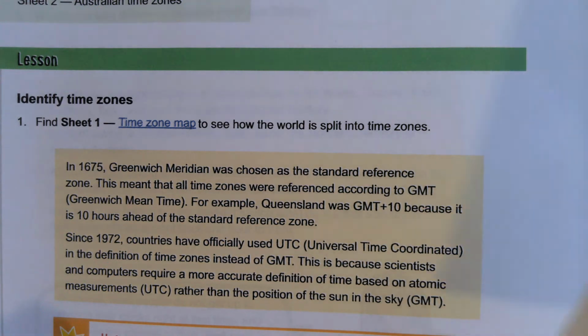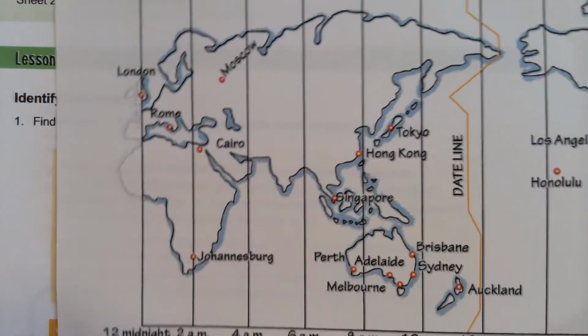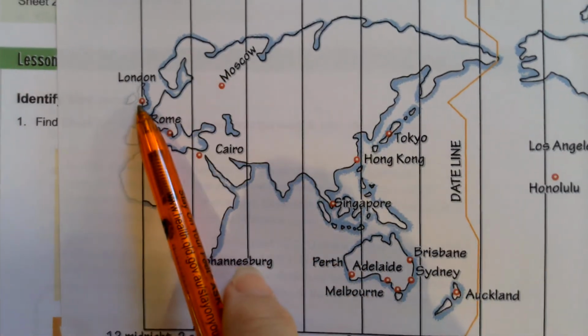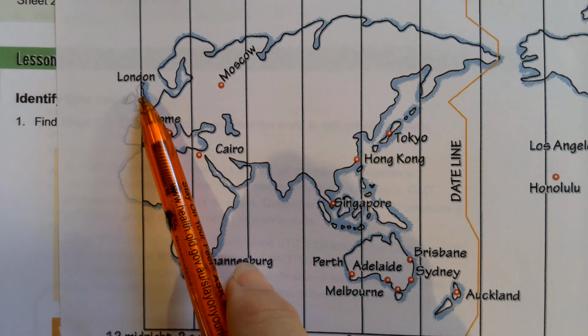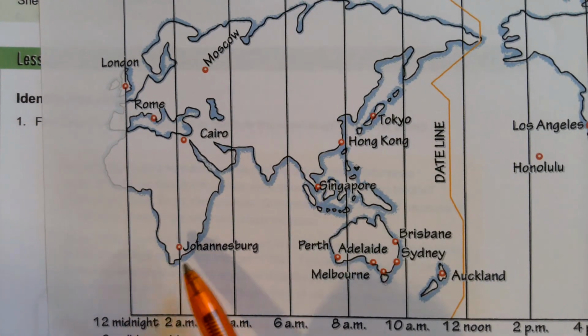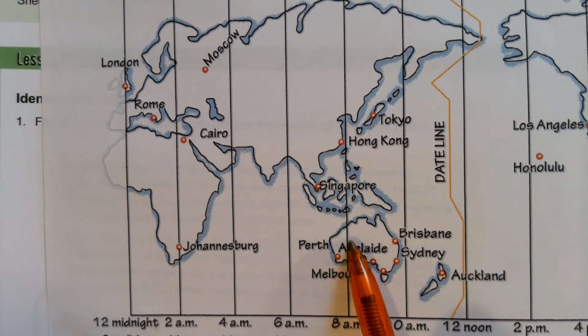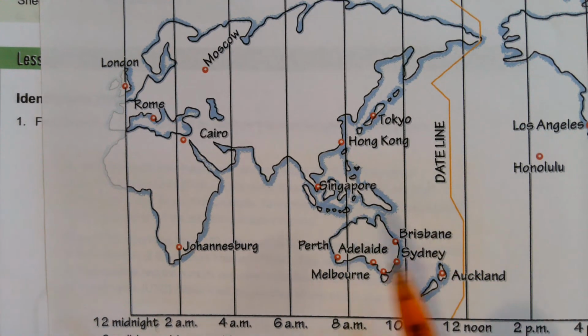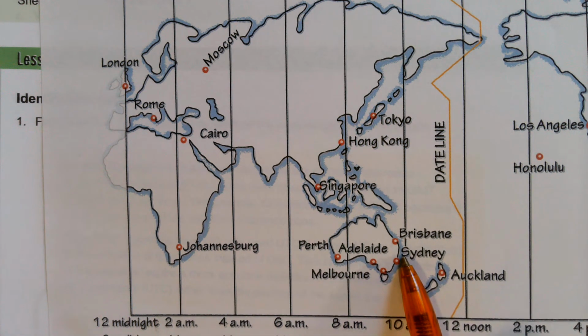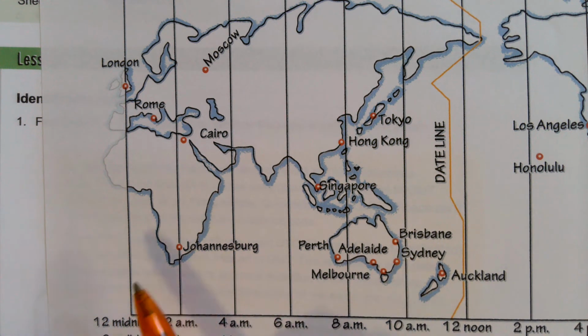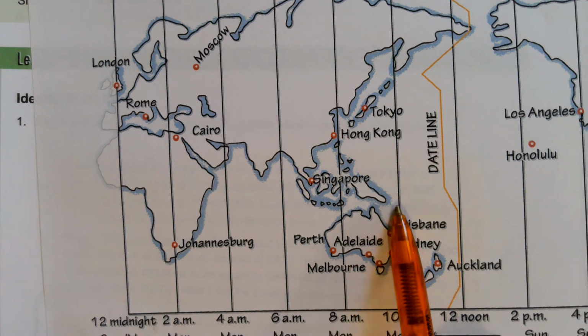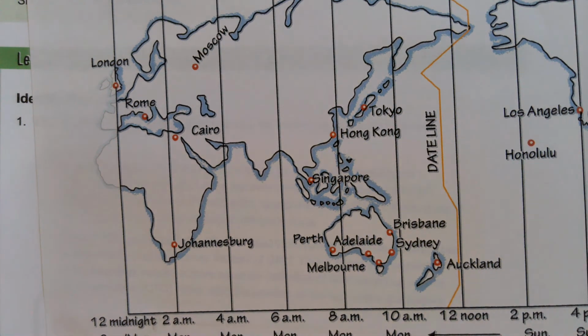Let's have a look at the map. Greenwich Mean Time goes through just outside London here, and we are 1, 2, 3, 4, 5 hours, 10 hours, that's in 2s, isn't it? 2, 4, 6, 8, 10. Read the map. Yes, 10 hours ahead, as you can see. We are 10 hours ahead.